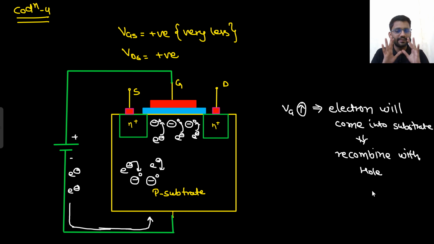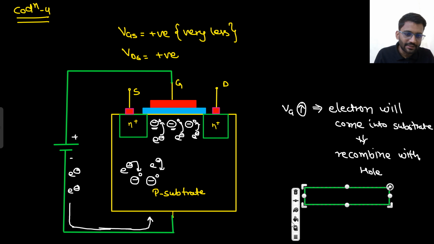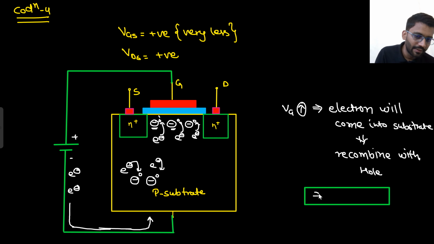Now my Vg is enough that these holes have been recombined. So in the channel, what do you have? I'm saying that in the P substrate, these holes have been recombined. So what will you have? You will have this.